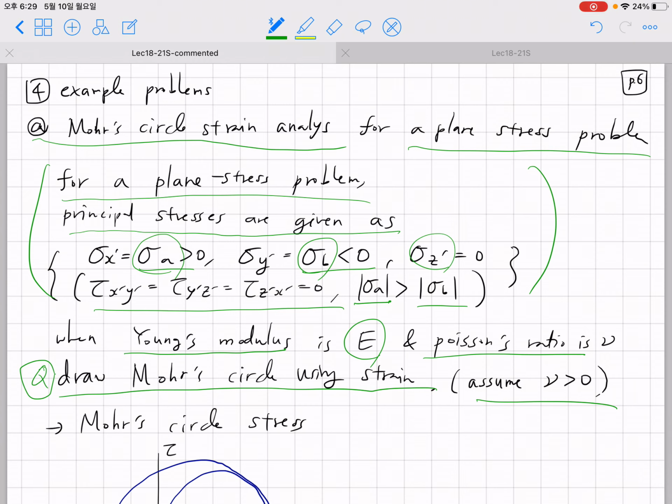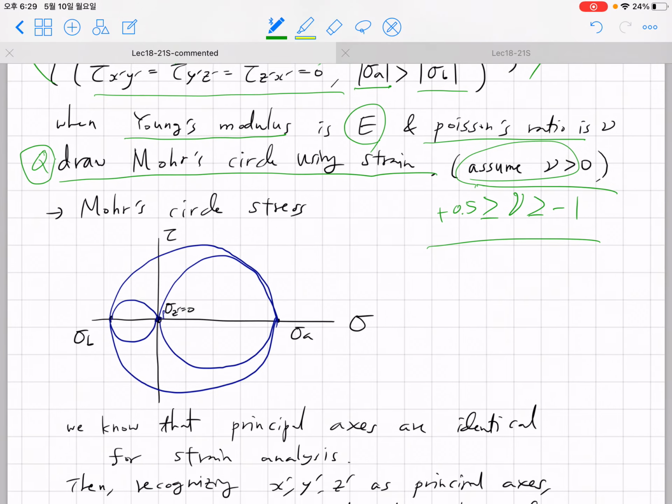Because I told you that nu can range from -1 to positive 0.5. Even though nu can be a negative number, if nu becomes negative, the answer can be different. We'll just assume nu is larger than 0, for most typical materials.